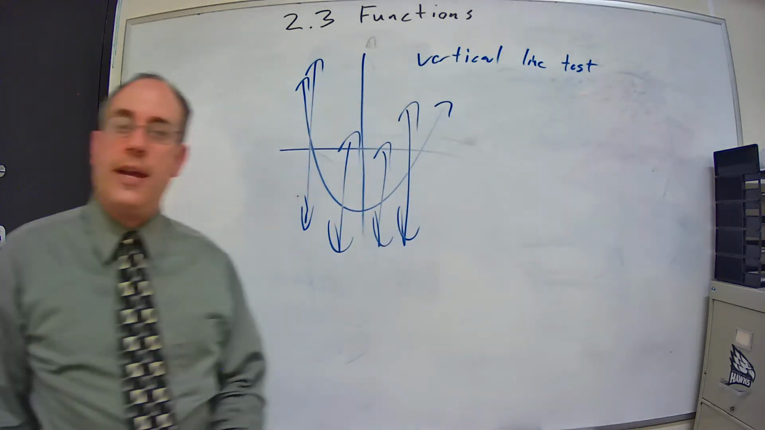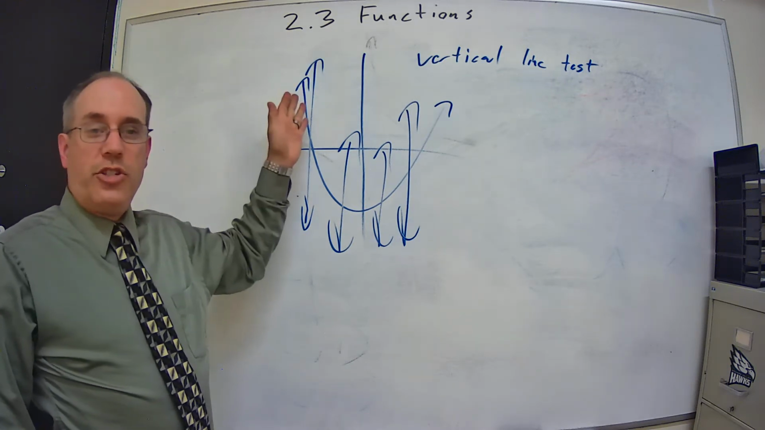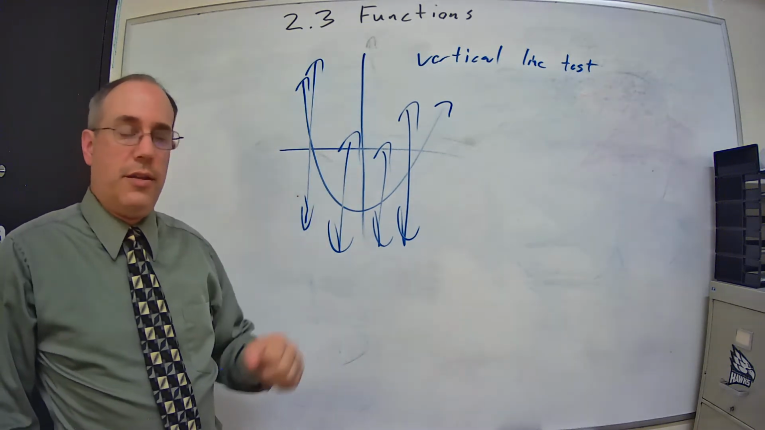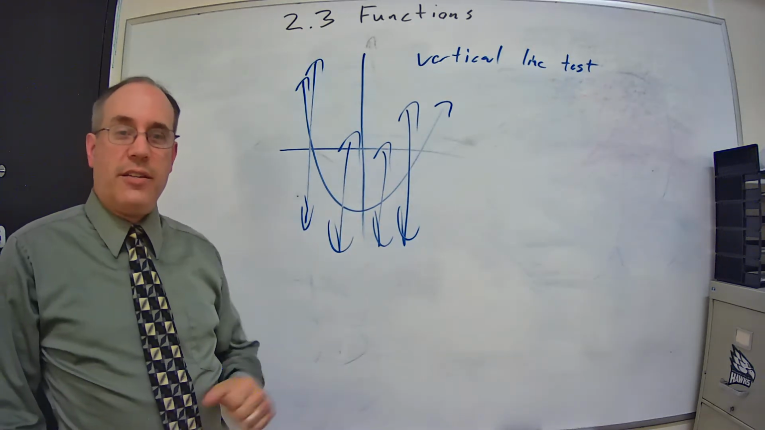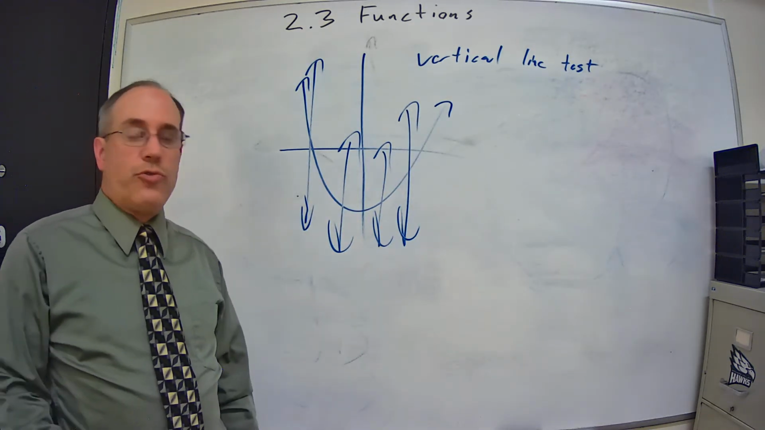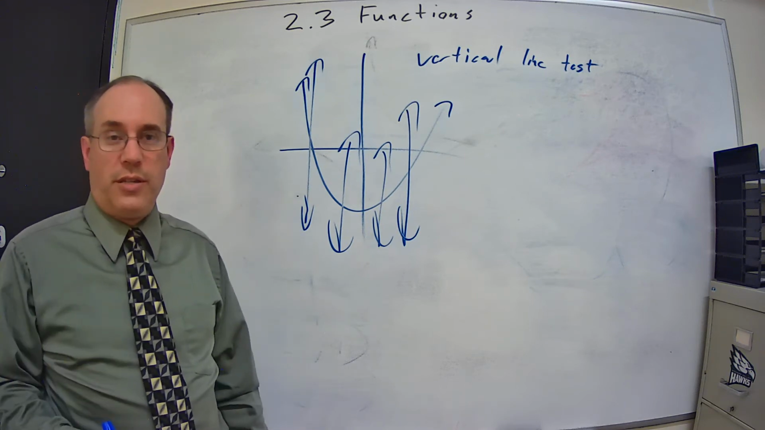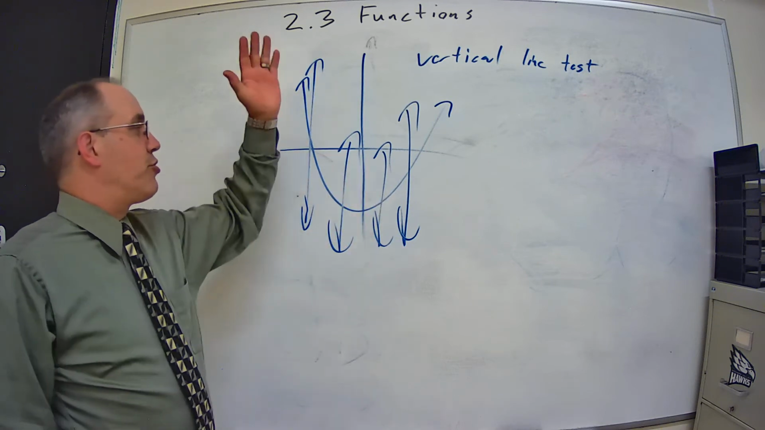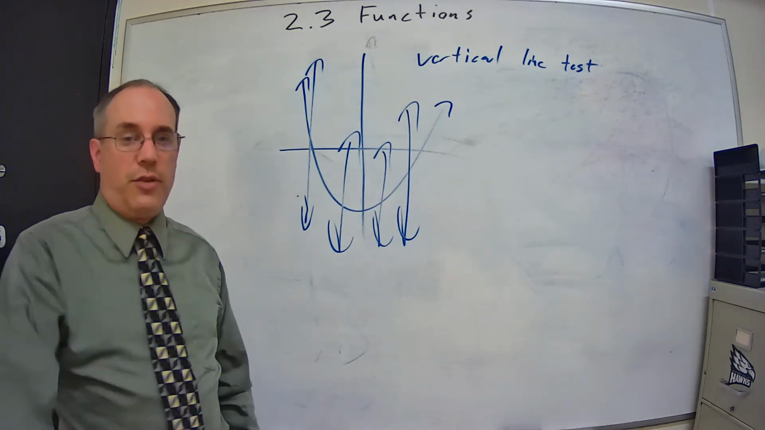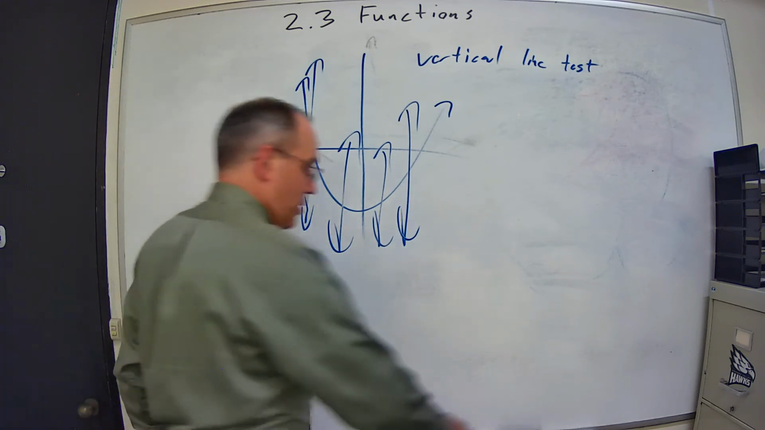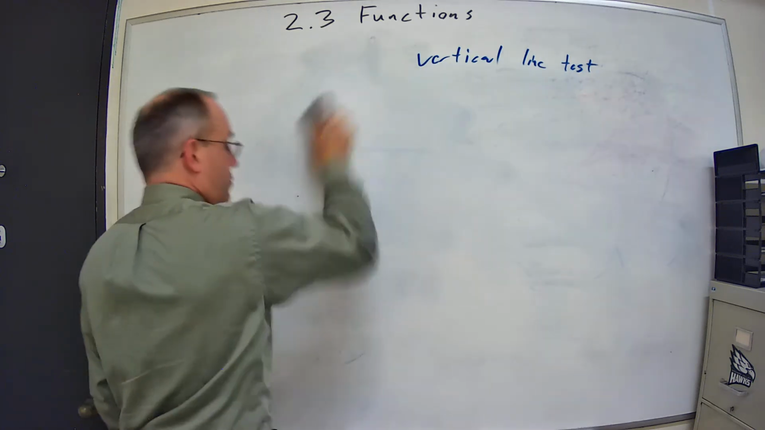So the vertical line test simply says that a relation is a function if there is no place on that relation that you can draw a vertical line that touches the relation in more than one point. So basically, you can draw a vertical line anywhere you want on this graph, and it only crosses it once. That's the vertical line test, and therefore it passes the vertical line test.